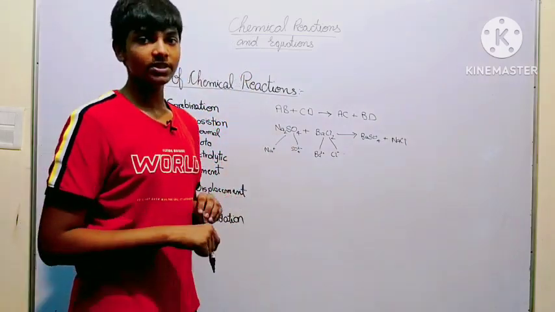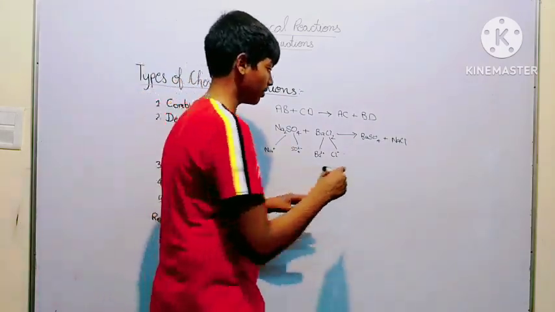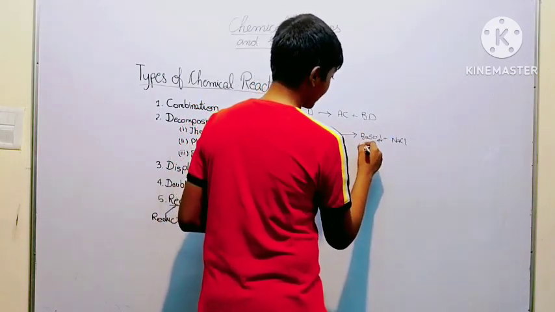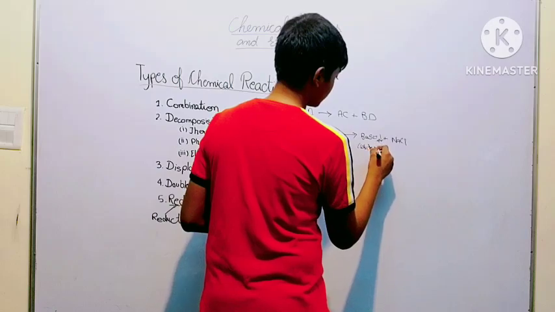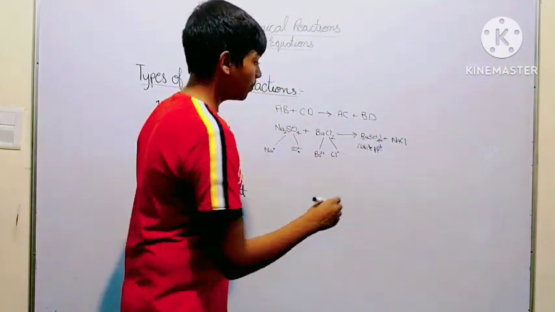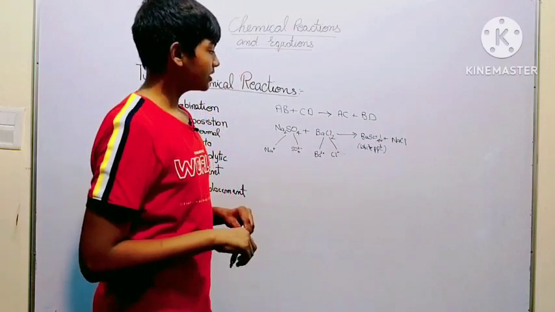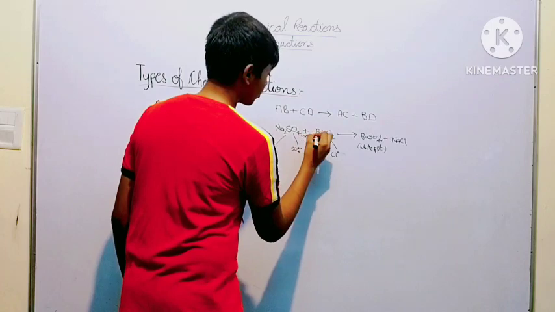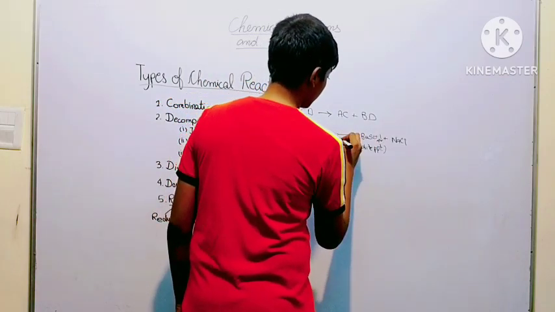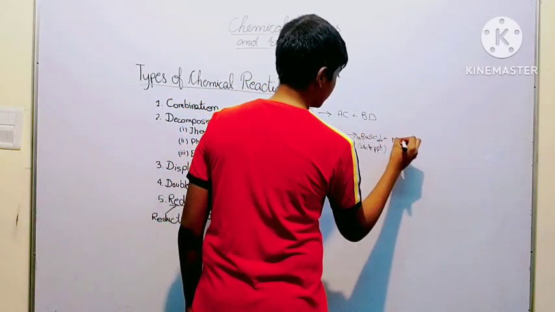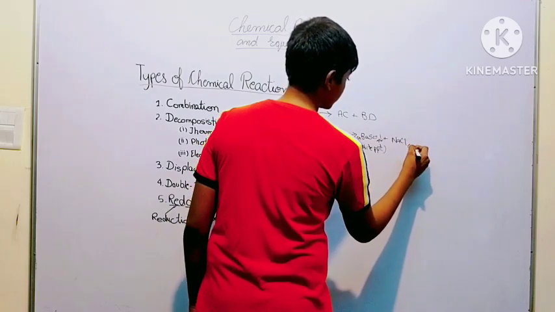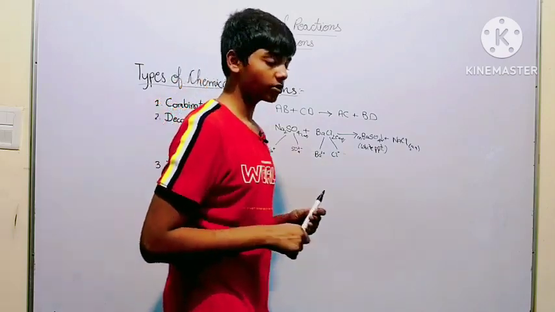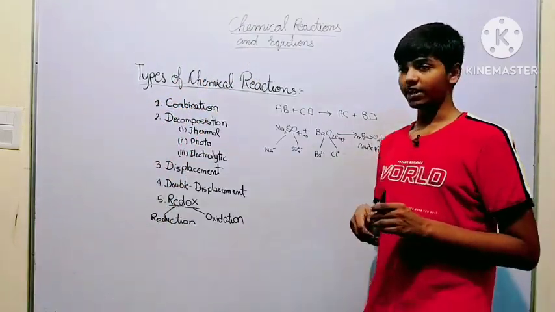This reaction is also called a precipitation reaction because a precipitate is formed. In this case, this is the precipitate, and we denote it by a downwards arrow, and it is a white precipitate. A precipitate is a solid substance which is insoluble in its solution. So both of these are in aqueous solutions, but this is a solid and this remains aqueous. So that is why the double displacement reaction is also called a precipitation reaction.